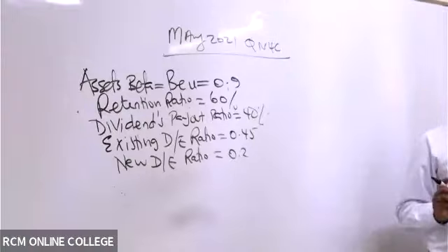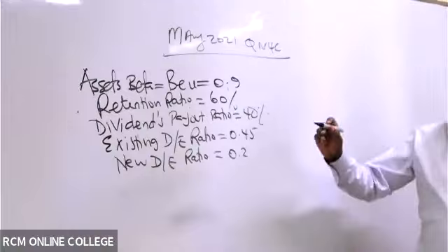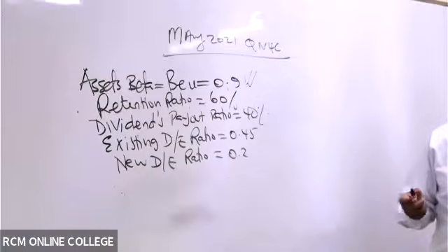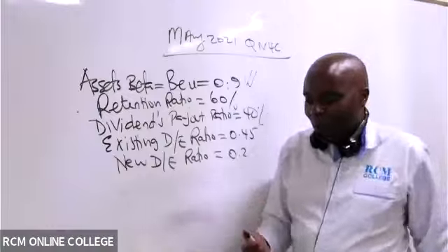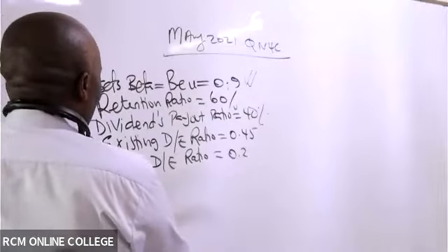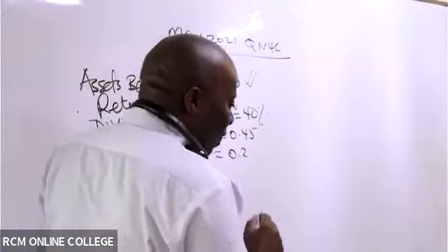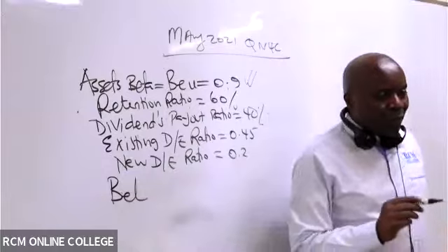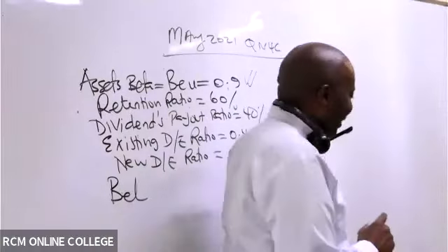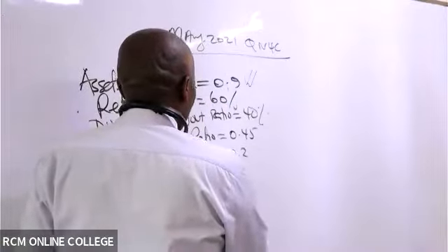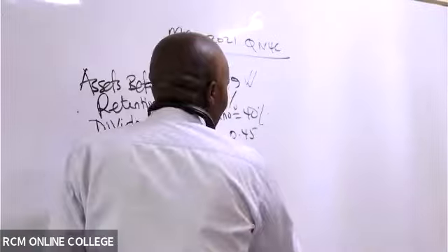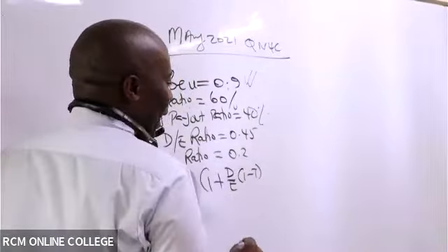Even with this information alone, I am able to see enemy number one, which is the BEU. So the first thing we need to do is to get BEL, the beta equity of a levered firm. Are you able to remember the formula? It is BEU into 1 plus debt over equity, and it has to be taxed, so you must multiply by 1 minus tax.